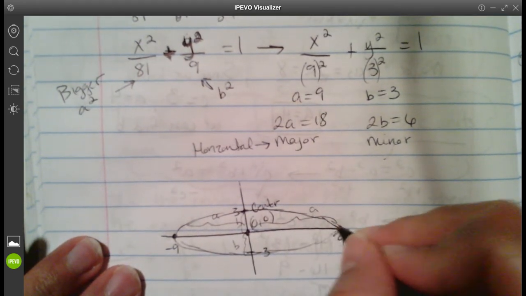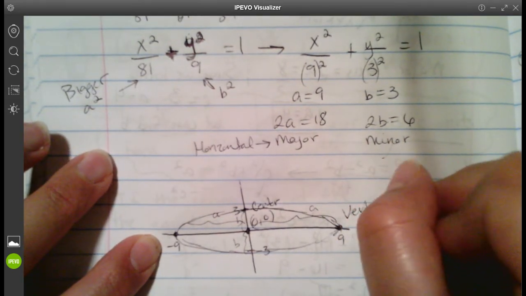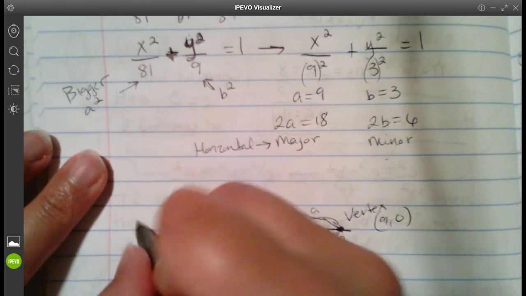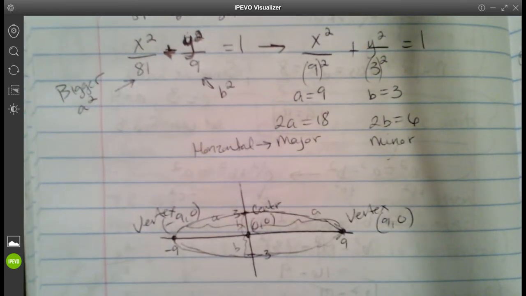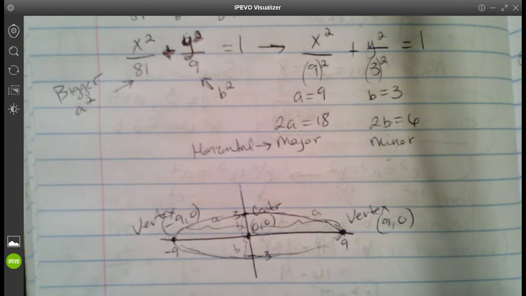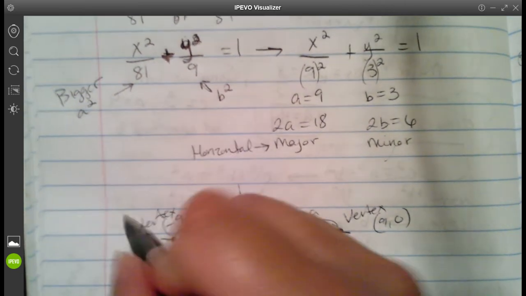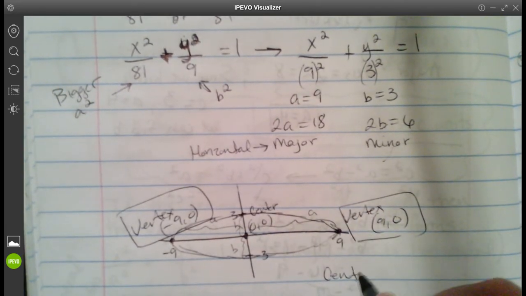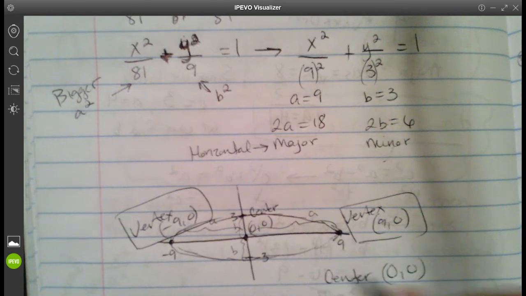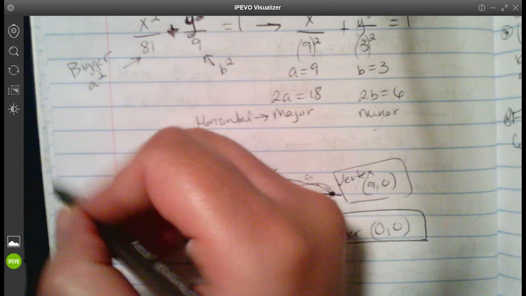Okay. And you'll notice that at this point, we have the vertex points. One vertex is going to be 9, 0. The other vertex is going to be negative 9, 0. And we have part of the answer. Actually, that's all we needed. We had to sketch the ellipse, identify the center and vertices. So there you go. There's one, there's two, and the center was 0, 0. Easy problems, guys. Easy problems.